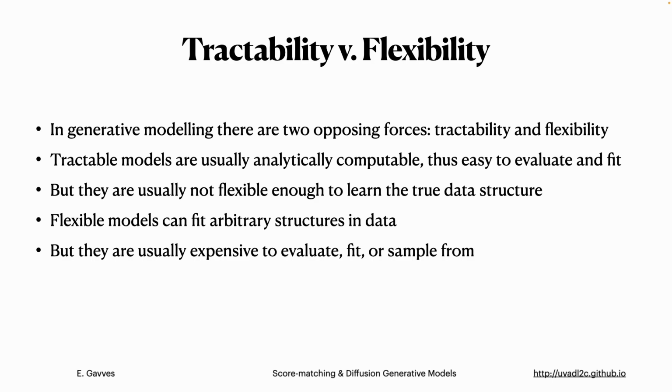Right, so tractability versus flexibility. This is core. If you take anything from this course on deep generative models, you should always remember that. In generative modeling, there are two opposing forces, tractability and flexibility. The simpler your functions, the easier to compute and manipulate them, so they're more tractable, but they're also stupider, so they cannot fit complex patterns in the data well enough. The more complex a function, the harder it is to compute. So it's a very logical trade-off. Tractable models are usually analytically computable and easy to evaluate, to fit, to sample from, but they're not flexible enough to learn the true data structure. Flexible models can fit arbitrary structures in data, but they're usually too expensive, or too hard, or even intractable.